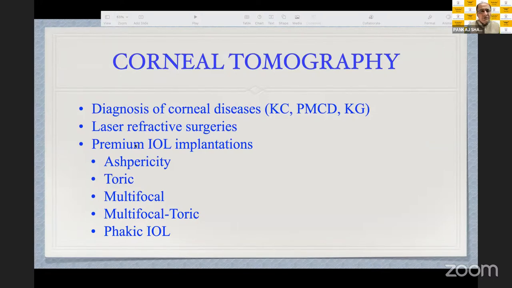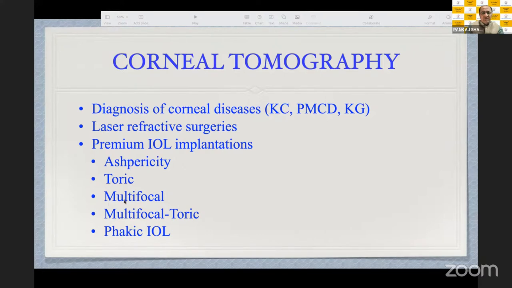Then very important is premium IOL implantations. If you know how much positively aspheric the cornea is, you can match it with your negative aspheric IOL. For toric, you can know the actual total astigmatism, because with Placido disc based, you only get astigmatism of the anterior surface. For multifocal IOL, you have to know the performance of the central 3 mm of the cornea, a diameter of central 3 mm.